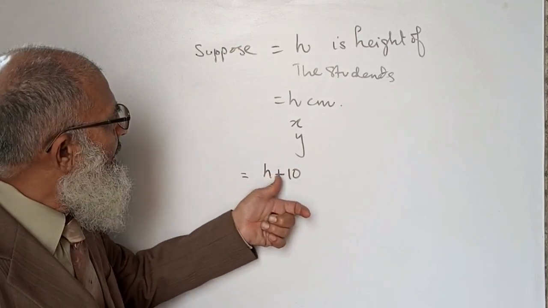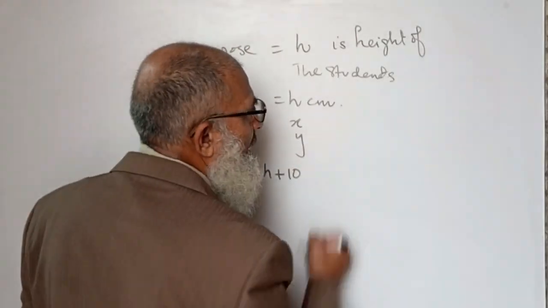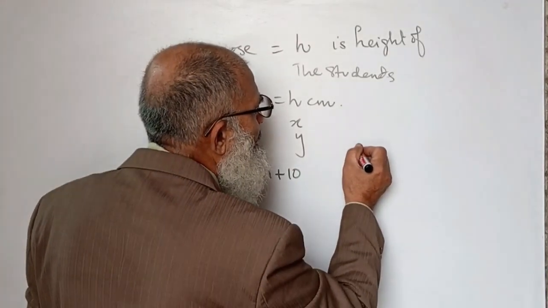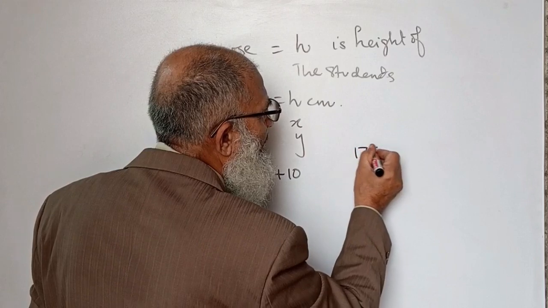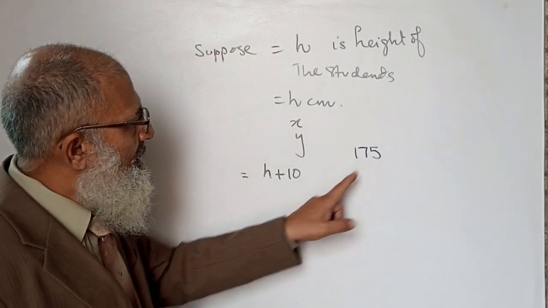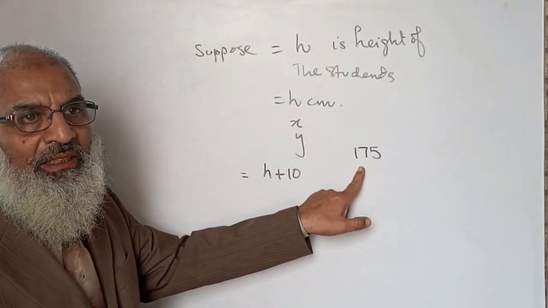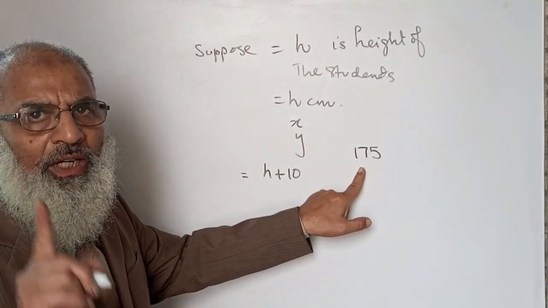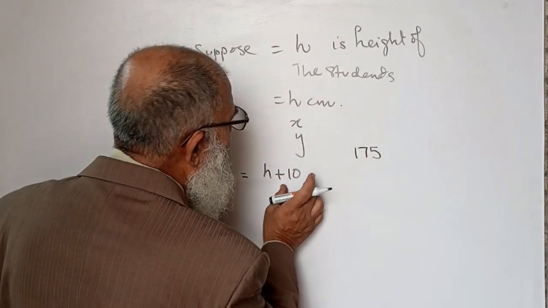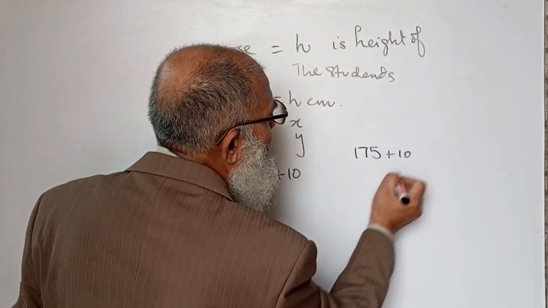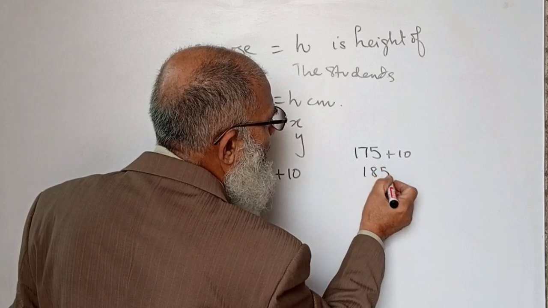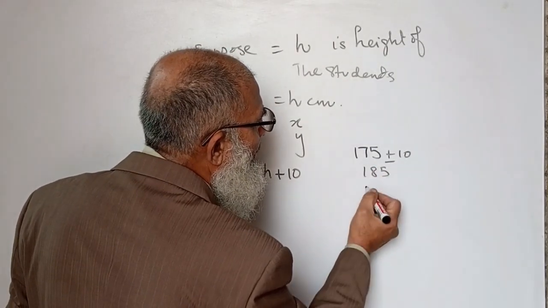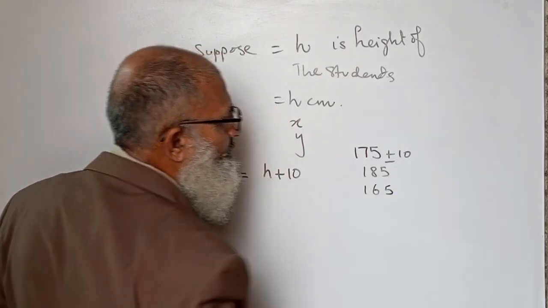Now this is the average height. Let us say that in centimeters, the students' average height was 175. This is the average height of the students, h. This is for example. Now if I add 10 centimeters, it will become 185, or if I subtract, it will become 165.